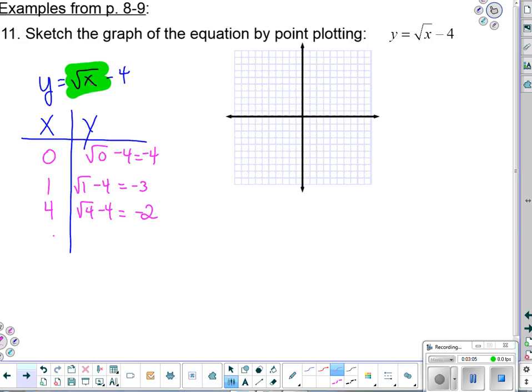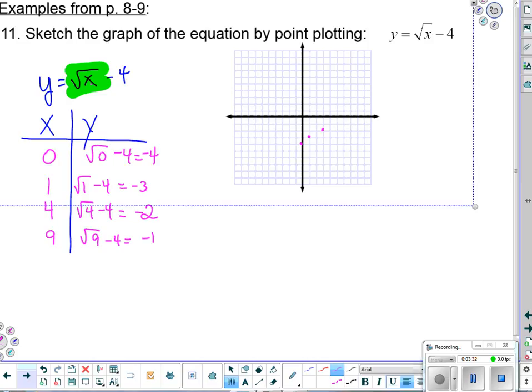Maybe let's go one more. Let's throw in 9. Square root of 9, another perfect square. That's why I jumped to it. Square root of 9 minus 4 would give me 3 minus 4, or negative 1. So I have a few points to plot. I've got 0, negative 4. I have 1, negative 3. I have 4, negative 2. And I have 9, negative 1 right there. And there's my square root function.